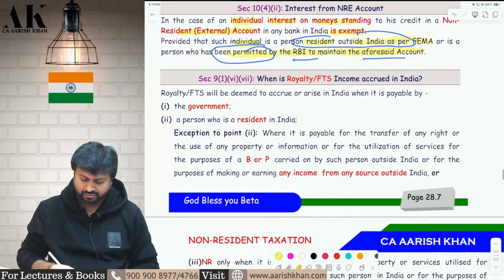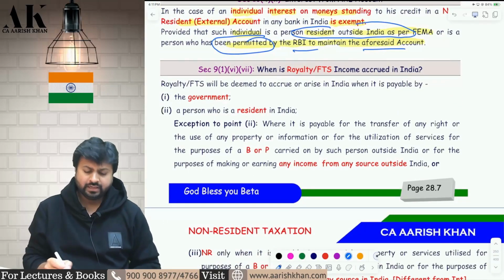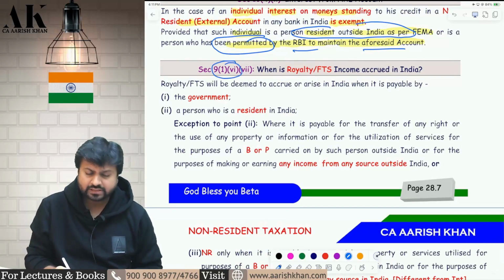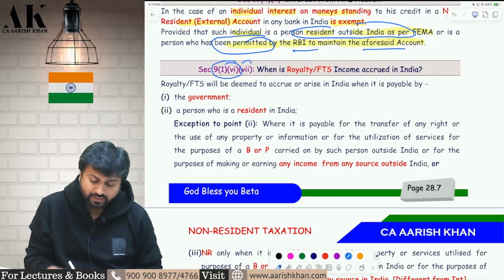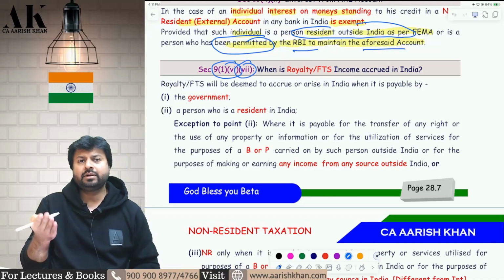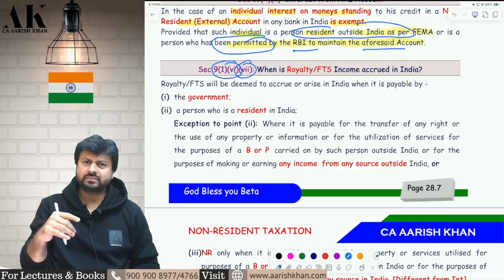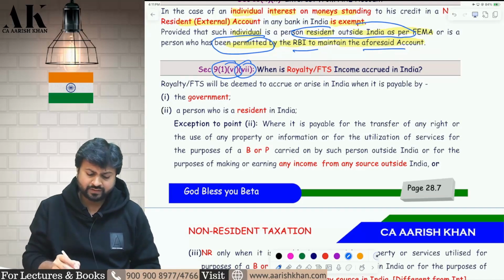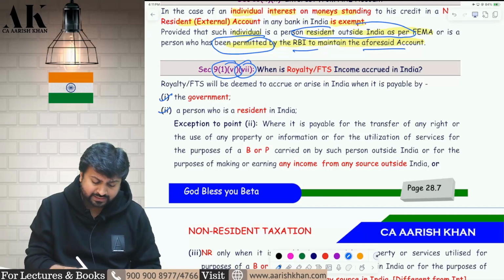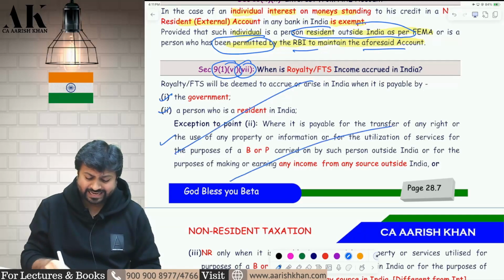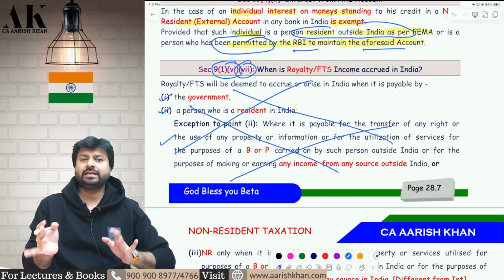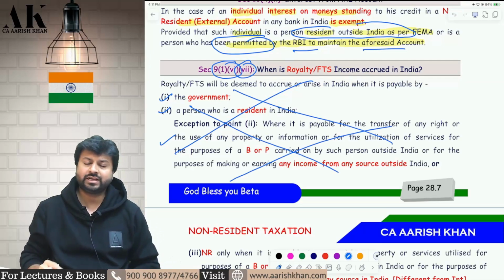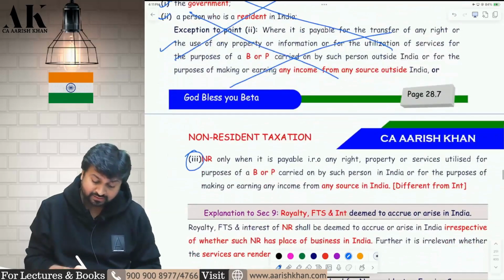Now for FTS and royalty: for royalty the section is 9(1)(vi) when royalty income is accrued in India, and for FTS the section is 9(1)(vii), but both of them are almost the same. That is the reason we are going to address both of them together. Now the first point, the second point and this exception are exactly the same as interest, so I'm not talking about that once again. Now the third point is different from interest.